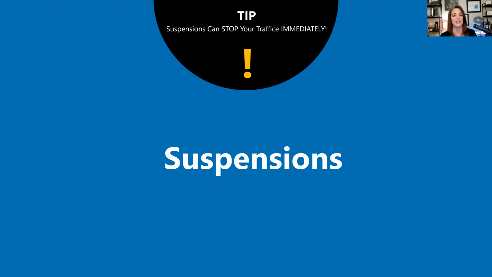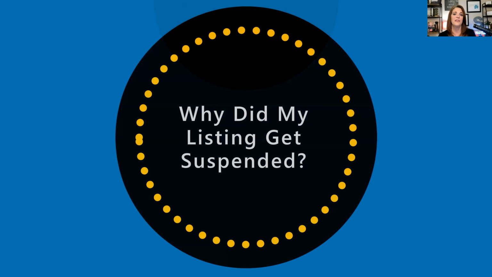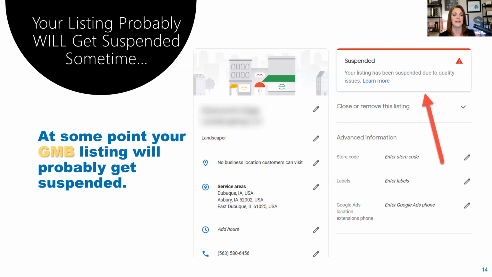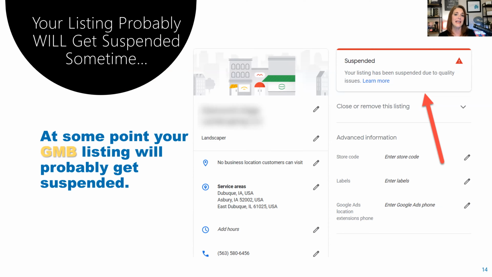The first one is suspensions, and suspensions can really cause a lot of havoc for business owners and anybody that has a GMB profile. The first thing people usually ask is, why did my business get suspended? That's usually the first thing people try to figure out, what causes suspension, because Google does not tell you why your listing is suspended. And I will tell you that in all likelihood, you're going to face this issue. If you haven't had your listing suspended yet, chances are you will at some point. So pay attention. If it hasn't happened to you yet, chances are it will.